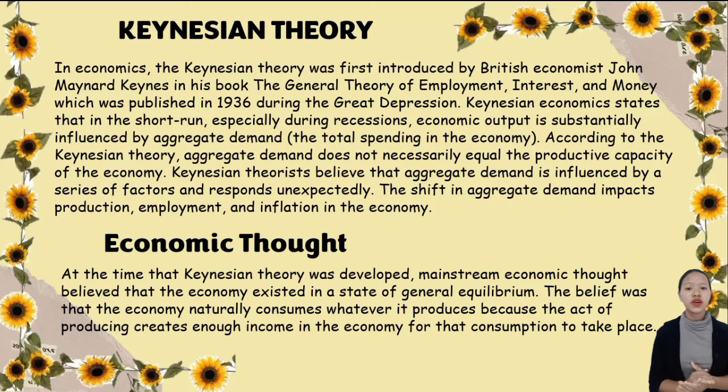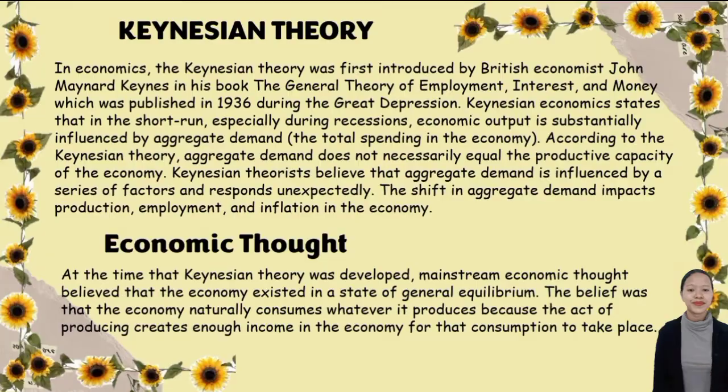So economic thought. At the time that Keynesian theory was developed, mainstream economic thought believed that the economy existed in a state of general equilibrium. So the belief was that the economy naturally consumes whatever it produces because the act of producing creates enough income in the economy for that consumption to take place.